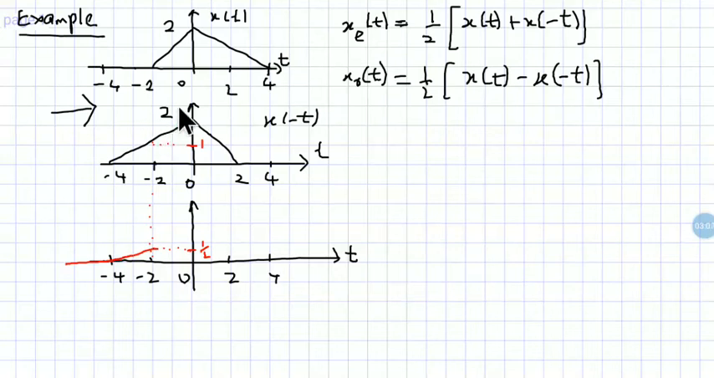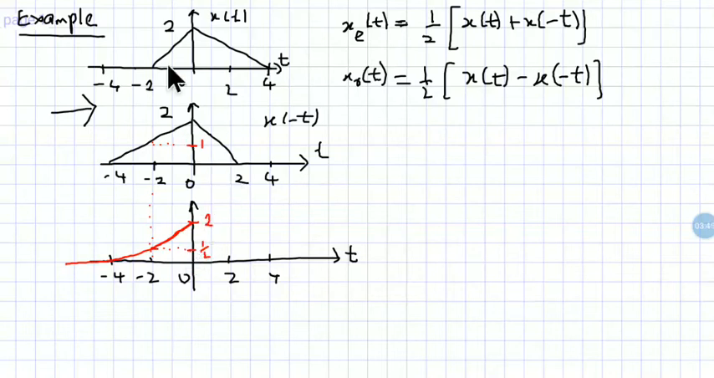And then from -2 until 0, we have an increasing value, and for x(-t) also an increasing value. So at t equal to 0, we have 2 plus 2 is 4, divided by 2 is 2. So at time equal to 0, the even component will have the value of 2. So it goes from half to 2. I'm not drawing this to scale, but I think you get the idea.